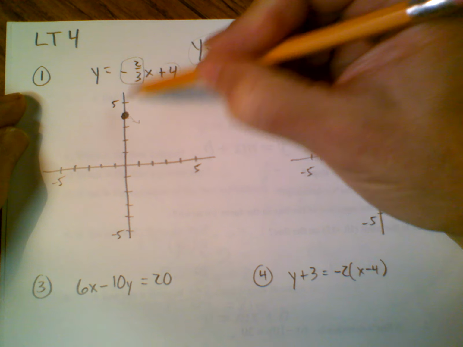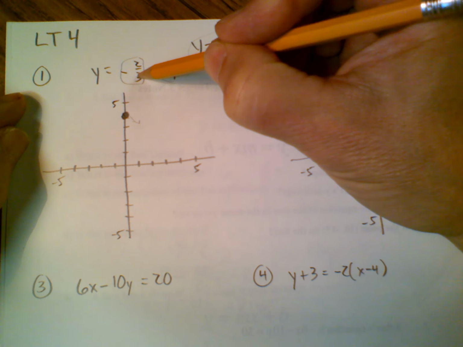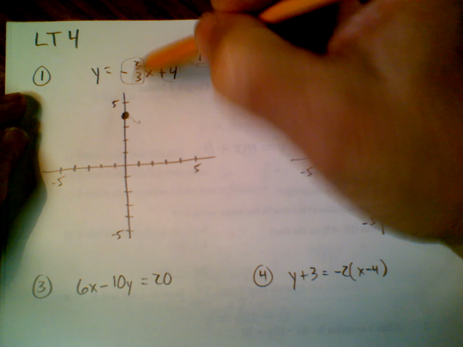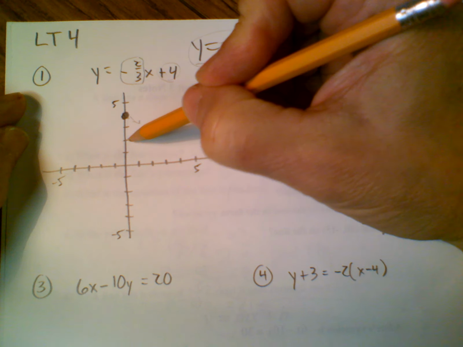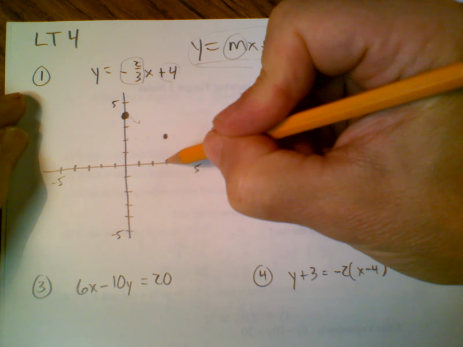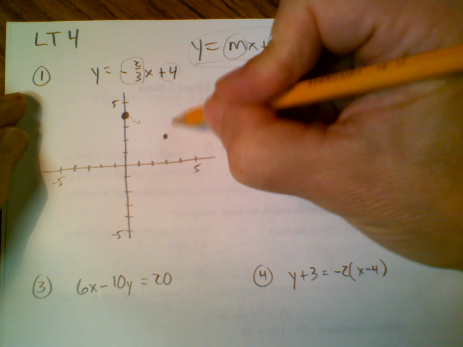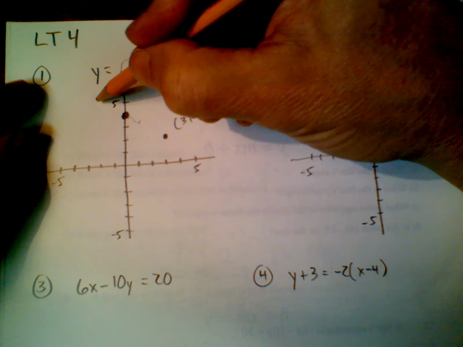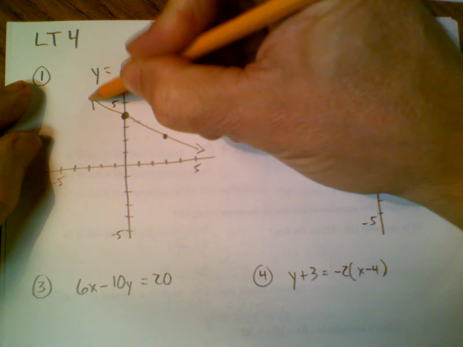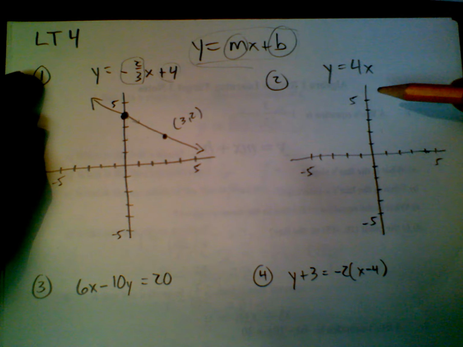Negative 2/3. Okay. This is the y change. This is the x change, or as a lot of you know it, rise over run. So 2 down and then 1, 2, 3 to the right. So that point is at the location 3, 2. Okay. I don't have lines on these grids, so I want you to know exactly the location of that point.